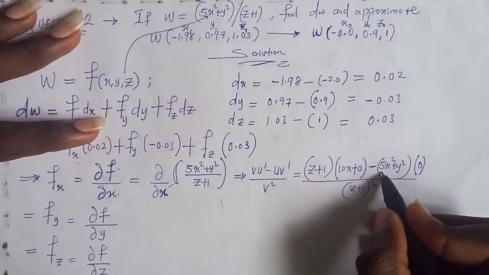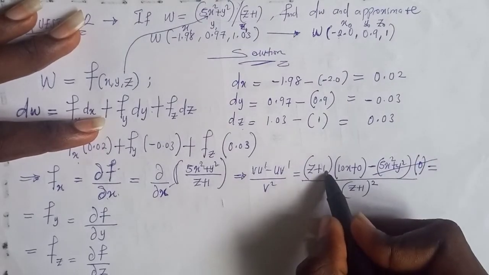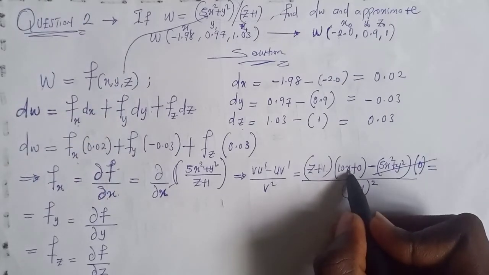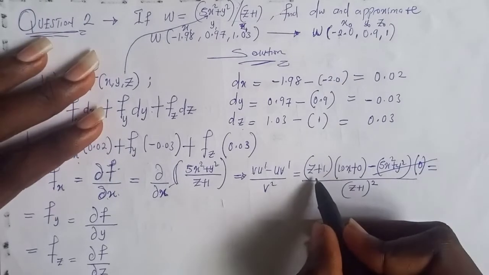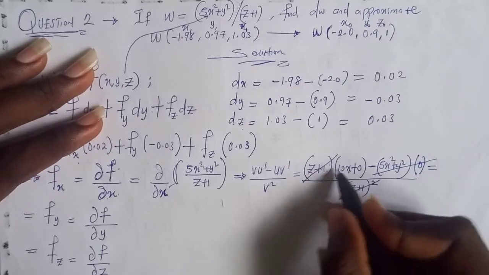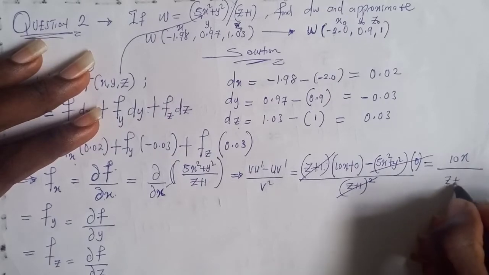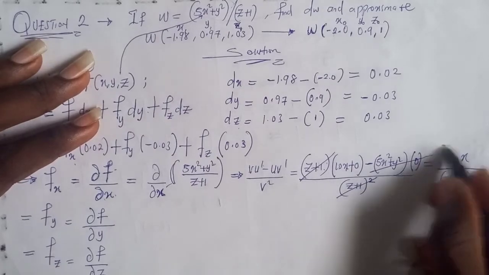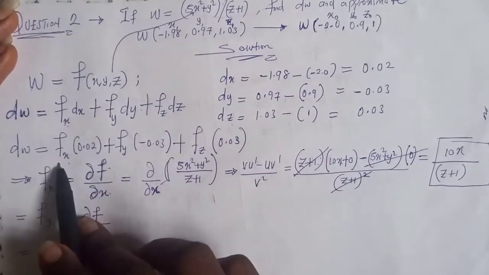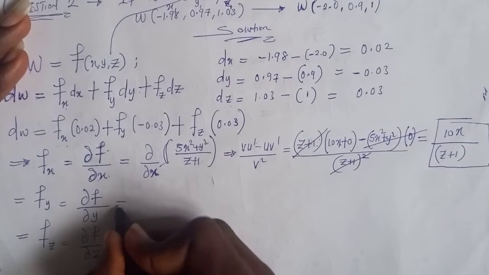So trivially, this becomes 0. Whatever I have left now should be z plus 1 then I have 10x, right? So now since I have z plus 1 then 10x here, this can easily cancel one of this, right? So whatever I have left now should be 10x divided by z plus 1. So this is my fx.